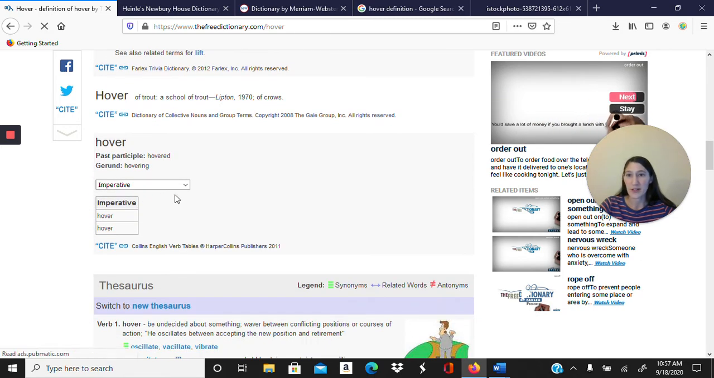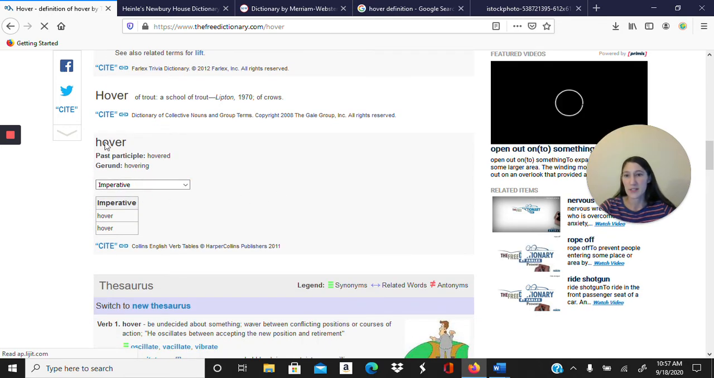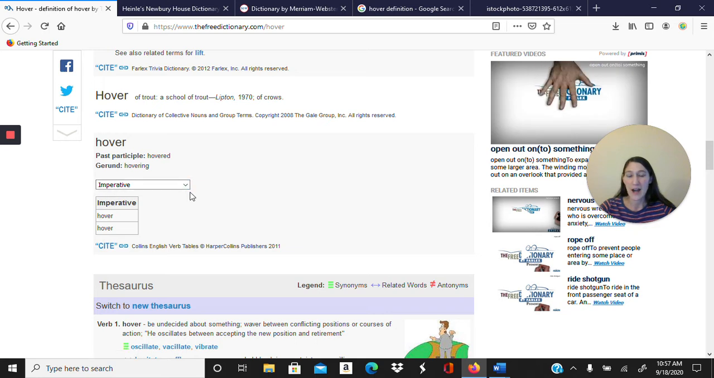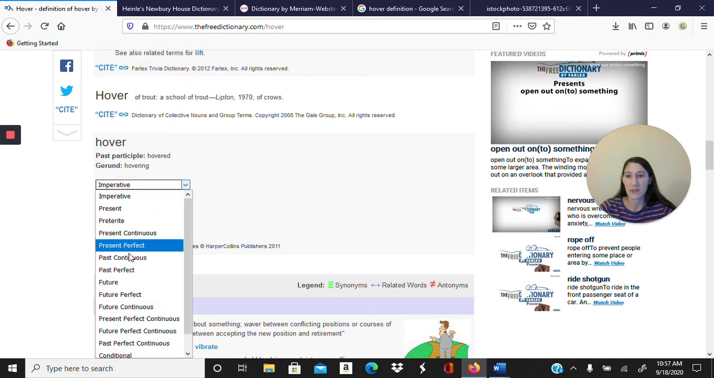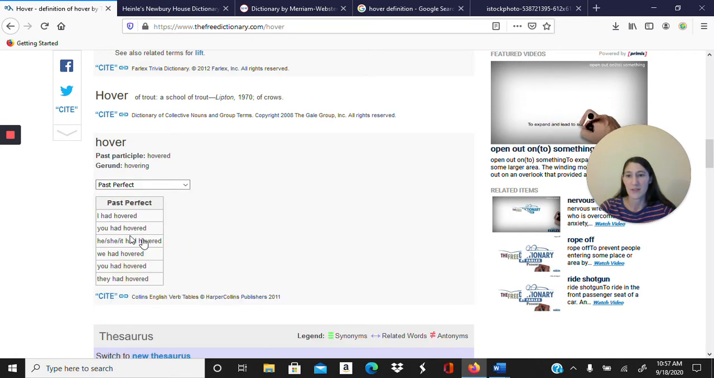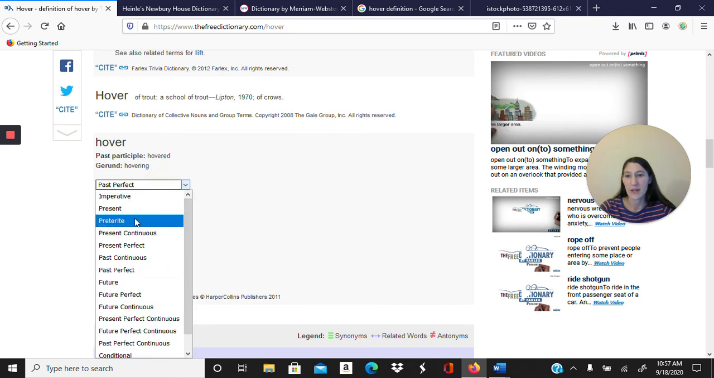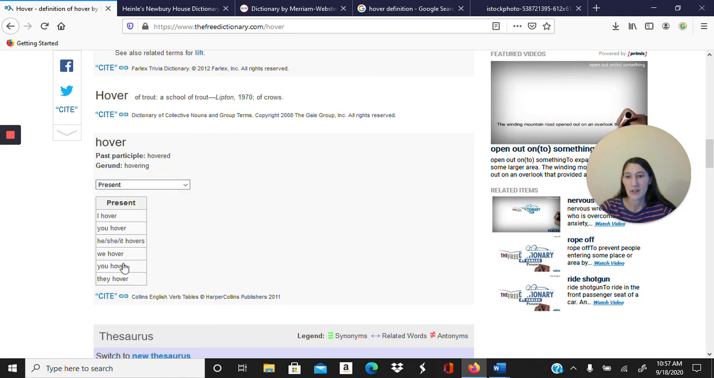Now also I found this site is really helpful because look down here, it can tell you how to change the verb for the different tenses. So since it's a verb, let's say I'm not really sure, how do I make it into past perfect? I had hovered, you had hovered, right? How do I make it into present? Okay, oh, she hovers, right? So that's really helpful too, so that I know how to use it in a sentence, because that's going to help me to actually learn the word.